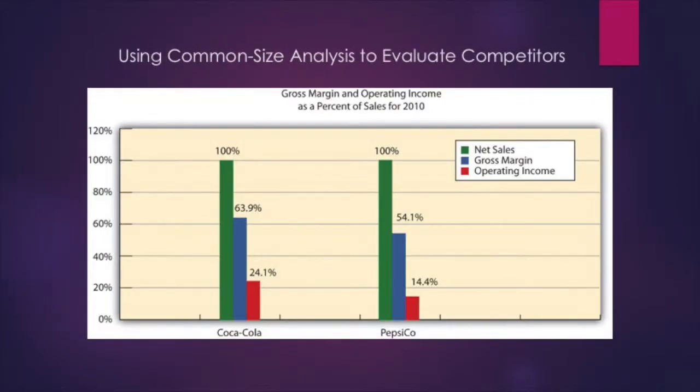Once you have completed the common size analysis and have a different organization to compare with, you can then graph the information. As presented here, you can easily see the percentage of net sales, gross margin, and operating income, comparing Coca-Cola and Pepsi. These numbers are a lot easier for you to compare as opposed to looking at absolute numbers on the balance sheet.